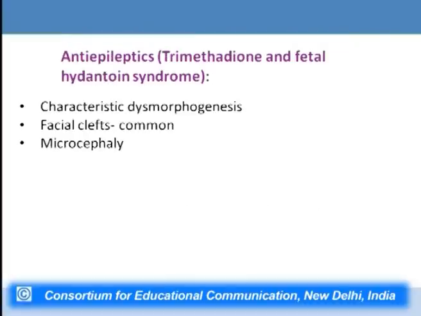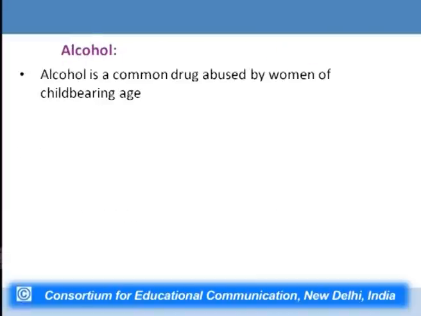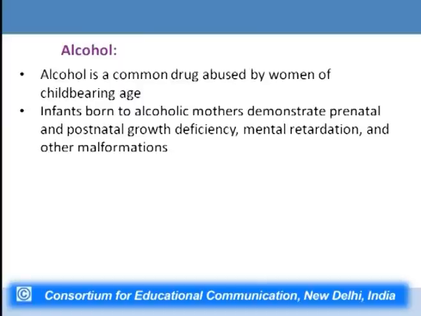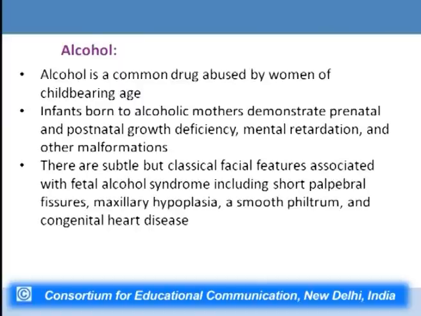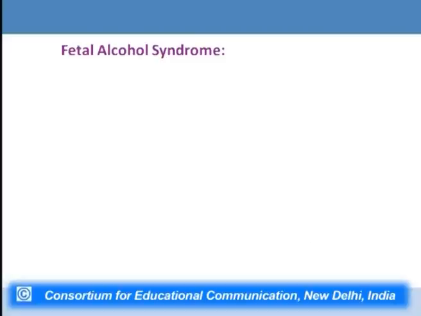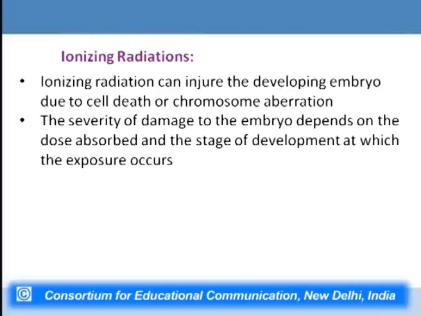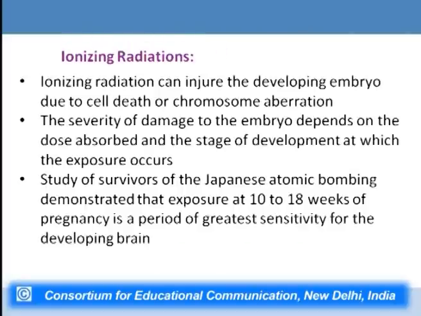Anti-epileptics also cause various malformations like facial clefts, nail dysplasia, microcephaly, etc. And taking of alcohol also leads to severe mental retardation, malformation, etc. in the progeny of the woman who is taking this particular drink. Ionizing radiation also leads to chromosome aberration, causing severe malformation in the individual.